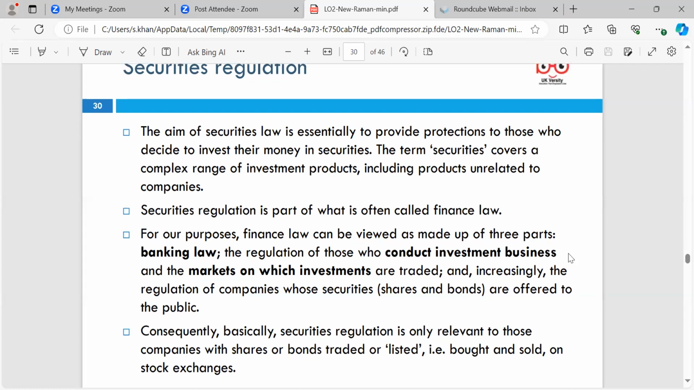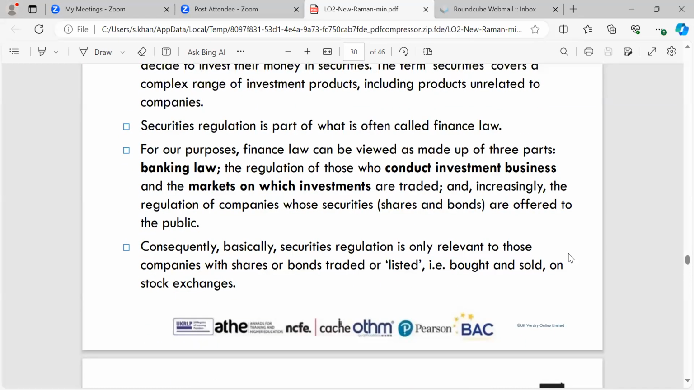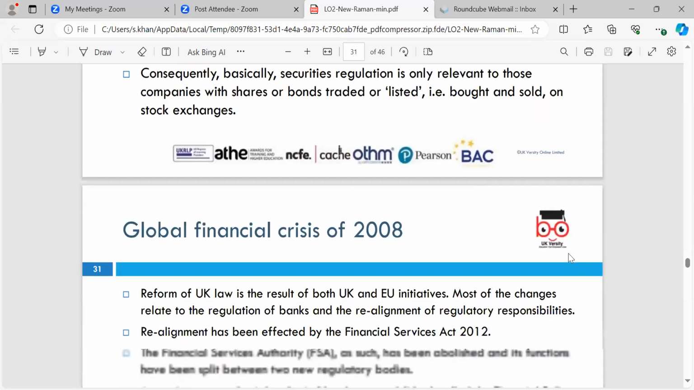For our purpose, finance law can be viewed as made of three parts: banking law, the regulation of those who conduct the investment business and the markets on which investments are traded, and increasingly the regulation of companies whose securities are offered to the public. Consequently, securities regulation is often relevant to those companies with shares or bonds traded or listed, which are bought and sold on the stock exchange.